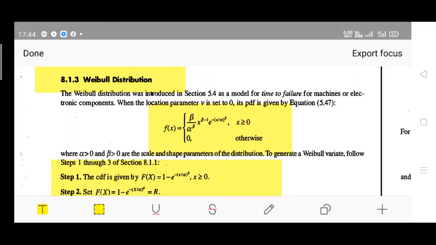Hello students, let's continue our discussion in system modeling and simulation, SMS. So next is the Weibull distribution. We are talking about the inverse transformation technique.